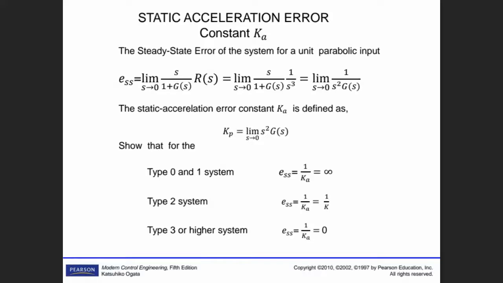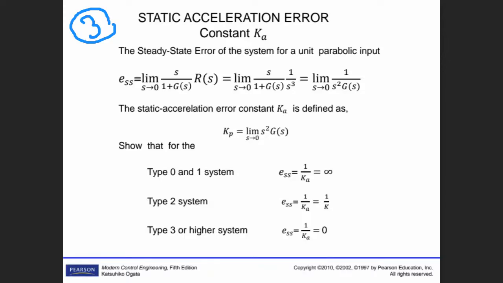Now acceleration, speed and position are always derivatives. Derivative of the position is speed. Derivative of the speed is acceleration. Okay? 3. This is the third one. They wrote it the same way. They put s to power 3 here. Then when you analyze it, for type 0 and type 1 system, it becomes infinite. For type 2 system it is equal to 1 over K. For type 3 system it is 0.